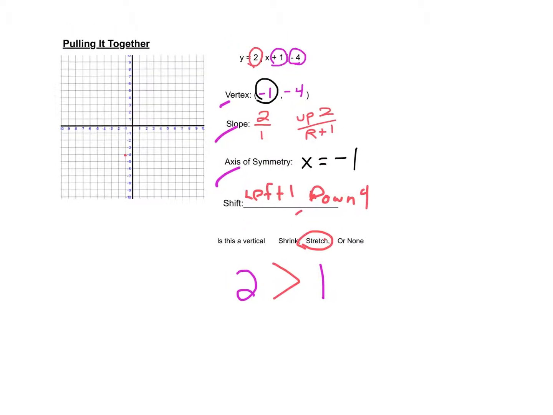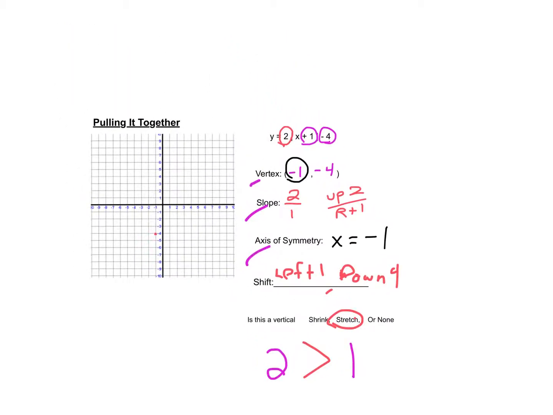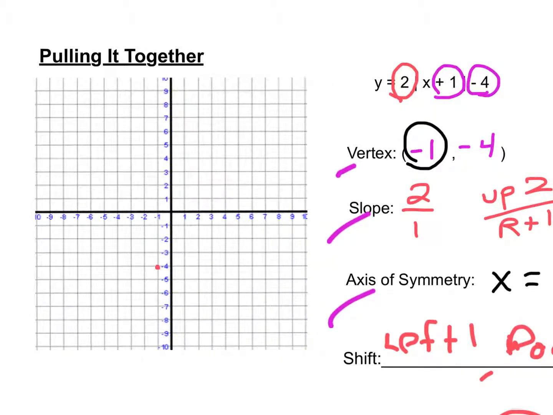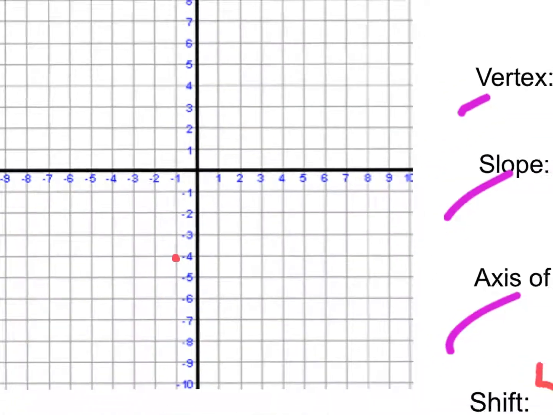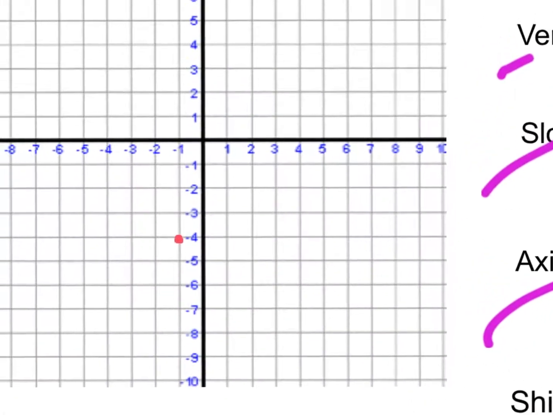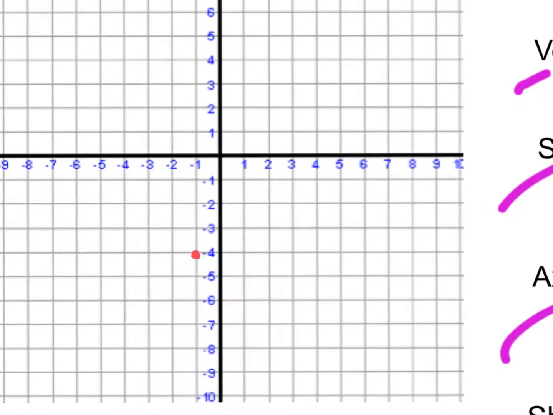Now we have the fun task. We have to graph this. Okay, now my slope is 2 to 1. Okay, so let's graph this. So my slope says we're going to go up 2, 1, 2 over 1. 1, 2, 1. Okay. Now we put in our axis of symmetry.